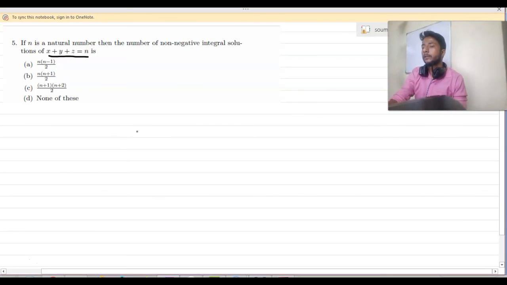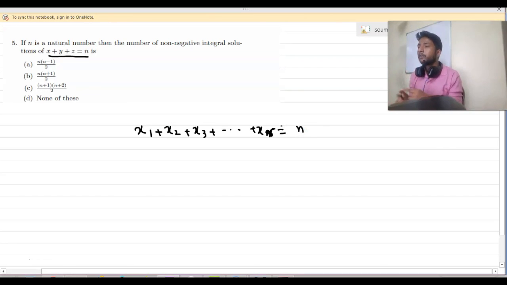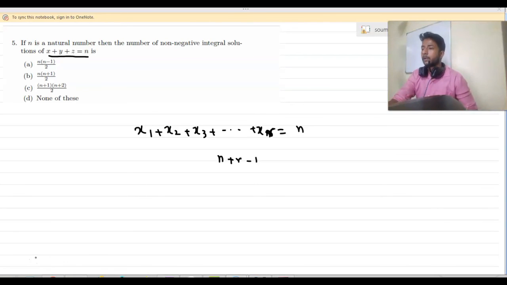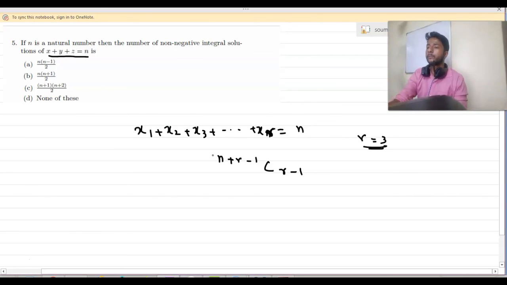So we know that for an equation in r variables, x1 + x2 + x3 + ... + xr = n, the number of non-negative integral solutions is (n + r − 1)C(r − 1). Here you can see that there are 3 variables, so the value of r is equal to 3. Putting r equal to 3, that is (n + 3 − 1)C(3 − 1). So this is equal to (n + 2)C2.